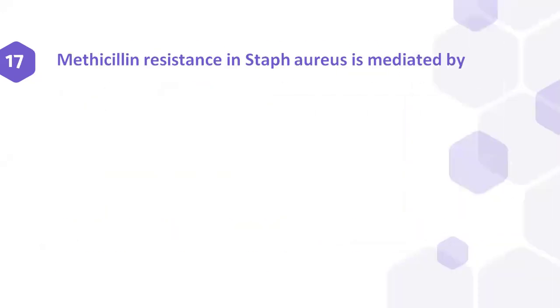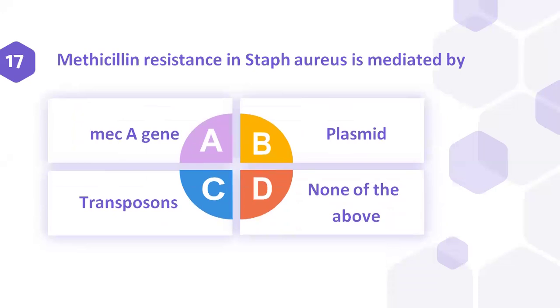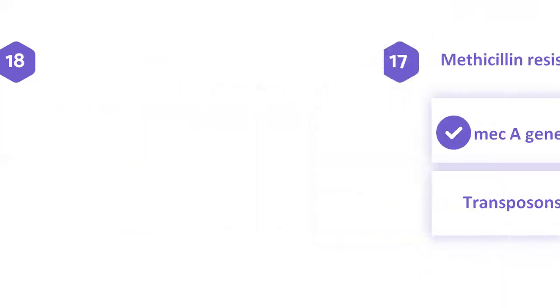Next question. Methicillin resistance in Staphylococcus aureus is mediated by option A, mecA gene; option B, plasmid; option C, transposons; option D, none of the above. Here the right answer is option A, mecA gene. So this gene is responsible for methicillin resistance in Staph aureus.